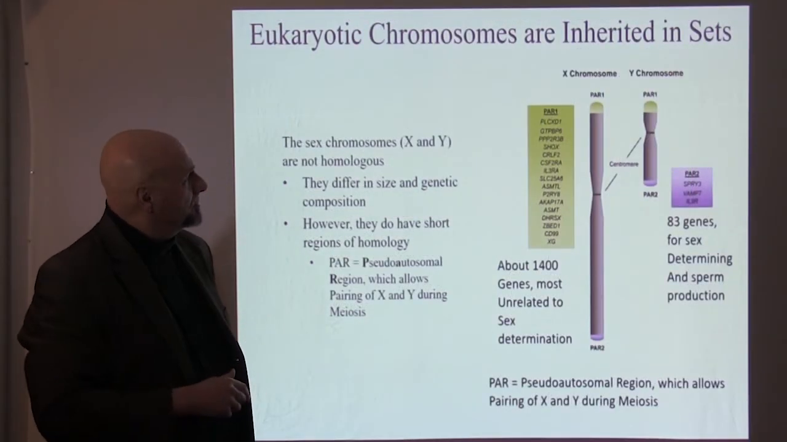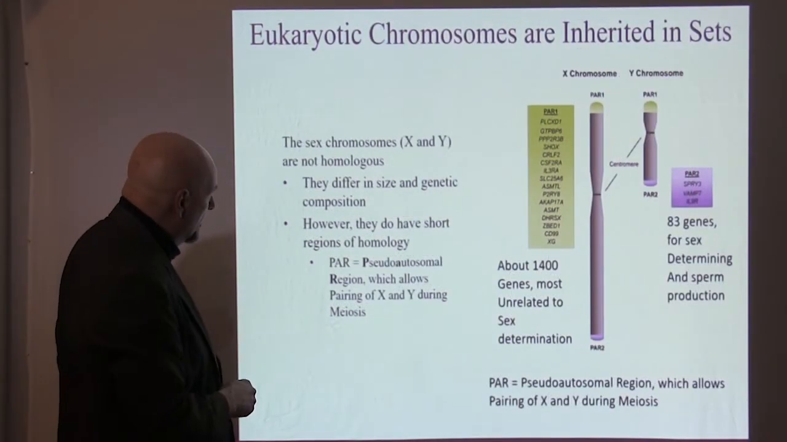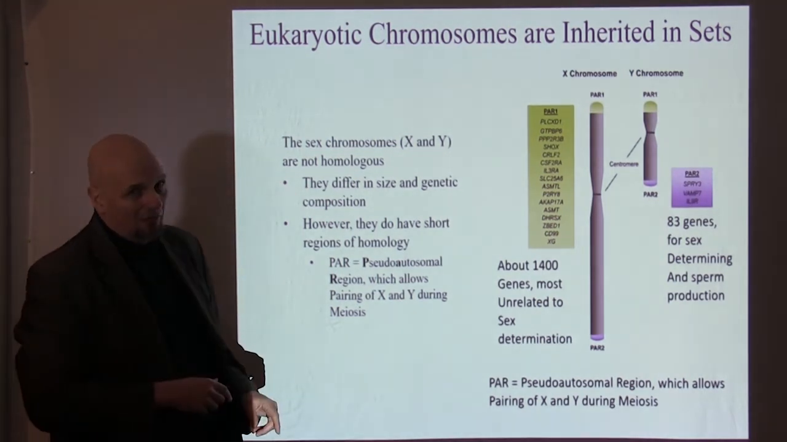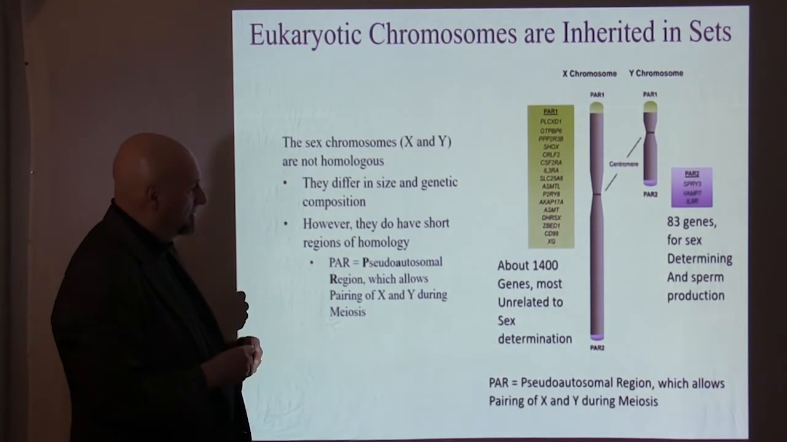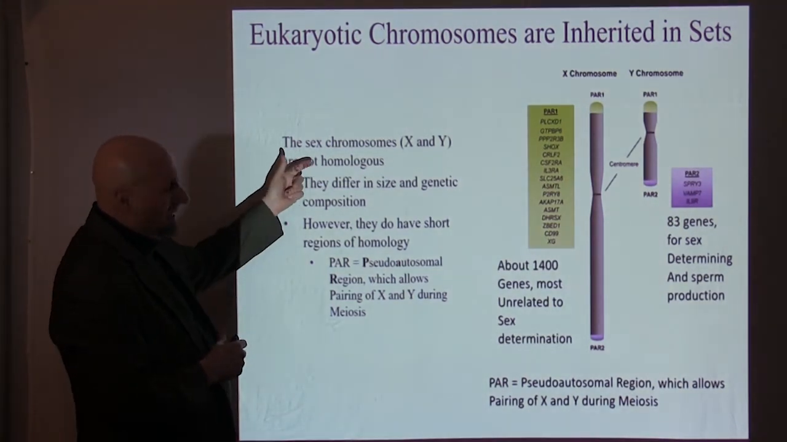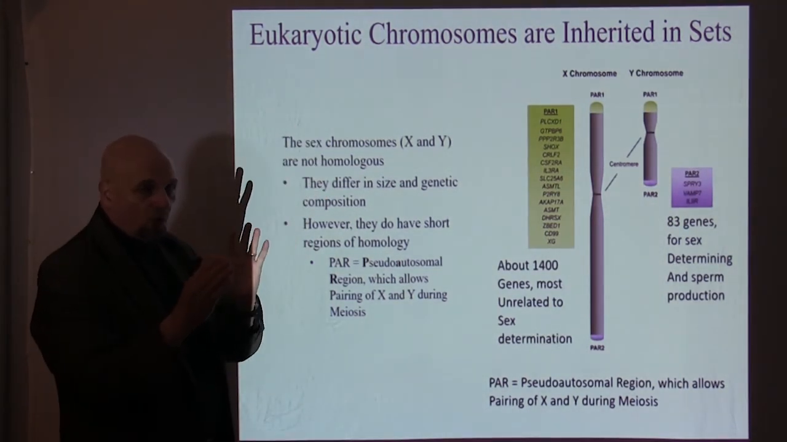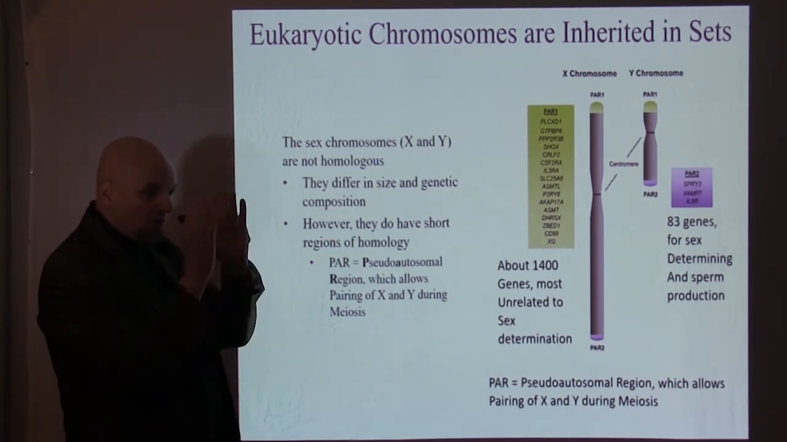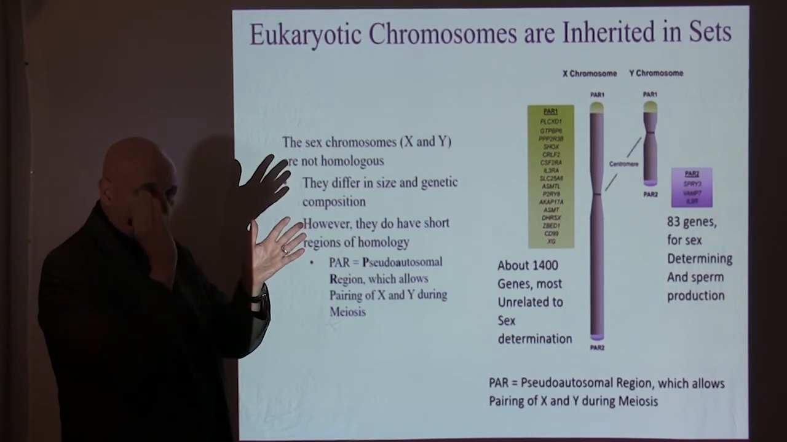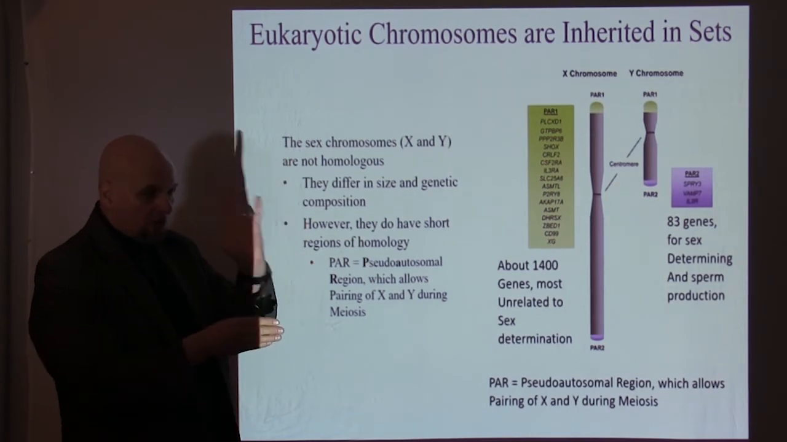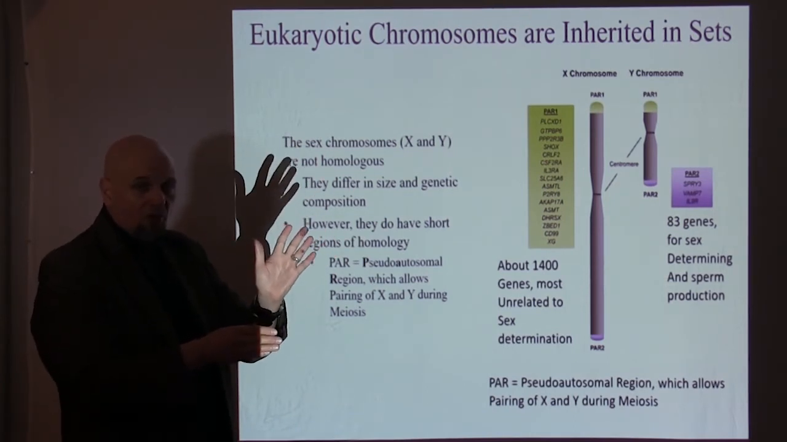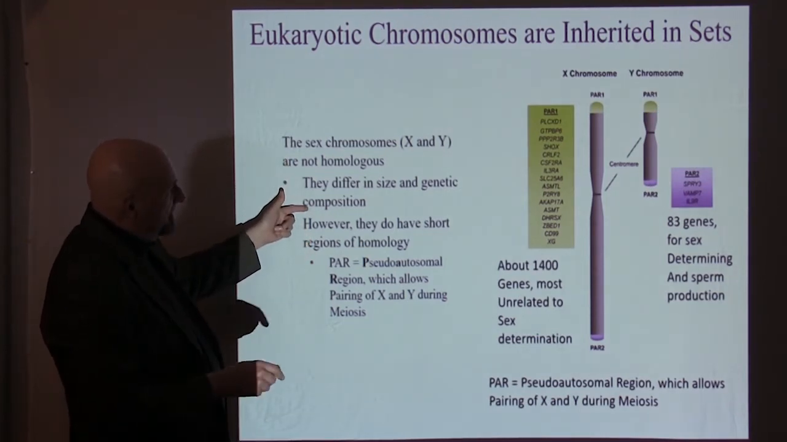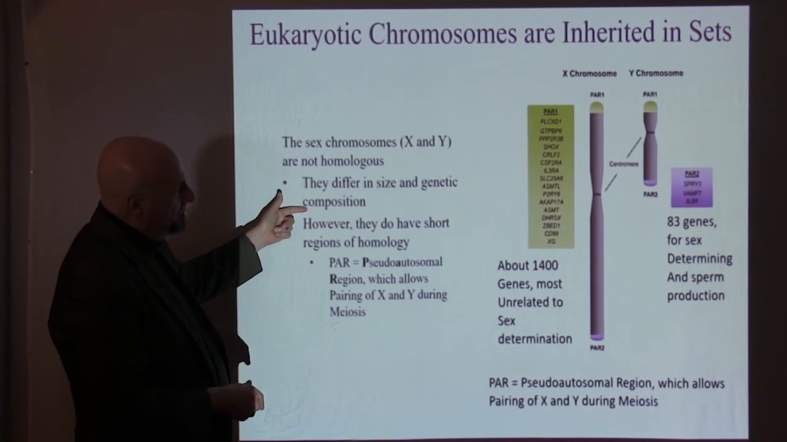Now the eukaryotic organisms are inherited as sets, okay? So the sex chromosomes are not homologous, especially X and Y. Now for a woman, yes, hers are going to be homologous. They're going to have the genes in the same location. But for a male, you only have one X chromosome, you only have one Y chromosome. So whatever the genes are on the X, they're going to be expressed versus the Y chromosome. So they differ in size and genetic material, as you can see in this image here.